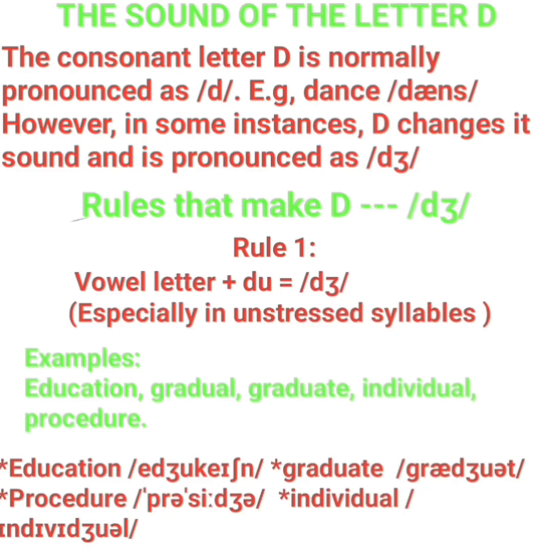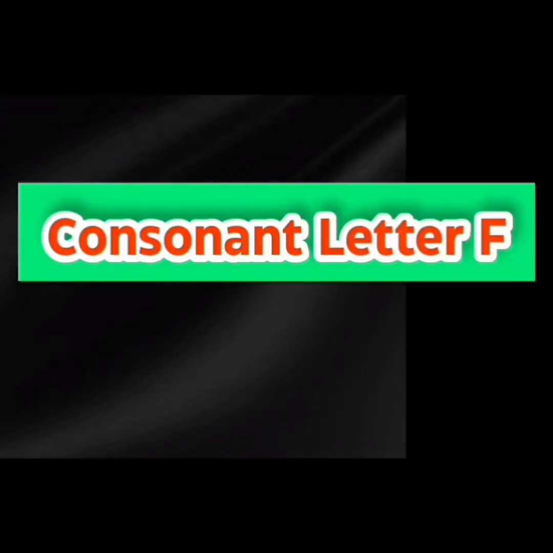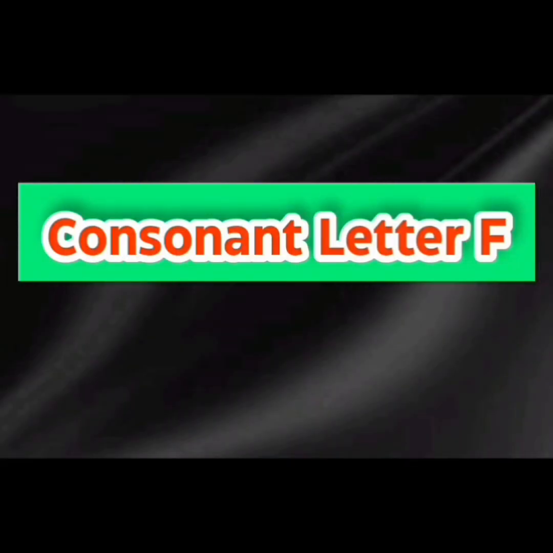Education. So what is the rule? This is one of the rules. A vowel letter plus DU usually gives a J sound instead of letter D. So this is the rule. We have a vowel letter and it is followed by DU. So D will give a J sound instead of D. For instance, education, gradual, graduate.